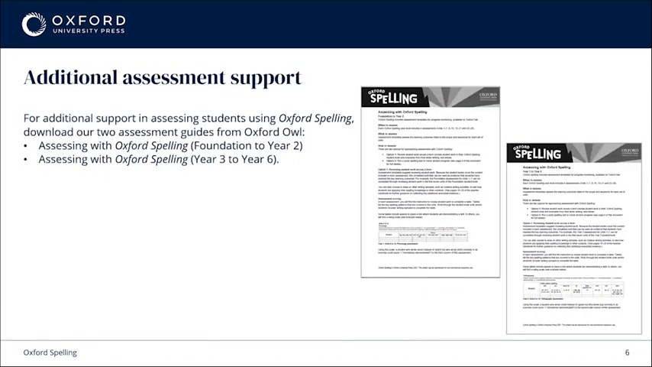For additional support in using the Oxford Spelling assessment templates to review student work, you can download our 2 assessment guides from the Oxford Spelling Teacher Dashboard on Oxford OUL. There is guidance for assessing in Foundation to Year 2 and for assessing in Years 3 to 6.